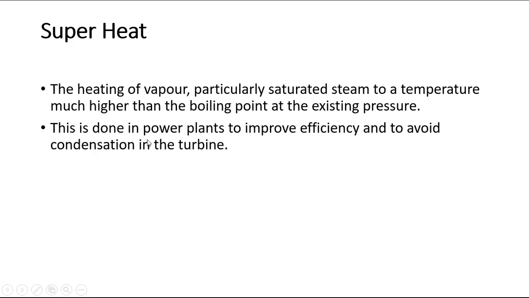Next term is superheat. The heating of vapor, particularly saturated steam, to a temperature much higher than the boiling point at the existing pressure. This is done in power plants to improve the efficiency and to avoid condensation in the turbine. We generally use the superheated steam to rotate the turbine. We already know that superheated steam has more energy than natural steam. So we use the superheated steam in power plants to rotate turbines or to generate energy.